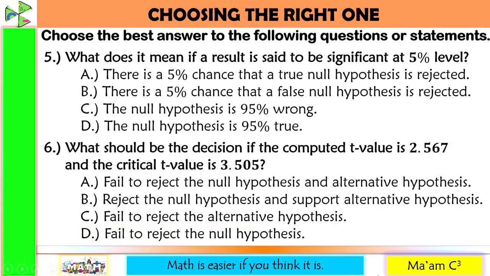Number 5, what does it mean if a result is said to be significant at 5% level? This means there is a 5% chance that the true null hypothesis is rejected. Number 6, what should be the decision if the computed value is 2.567 and the critical t-value is 3.505? General rule, if the absolute value of the computed value is less than the absolute value of the critical value, we fail to reject the null hypothesis.